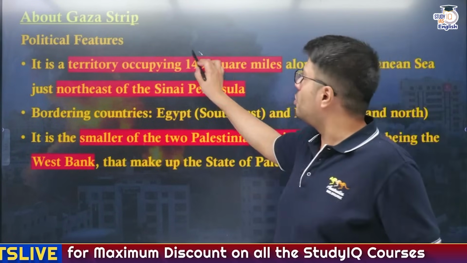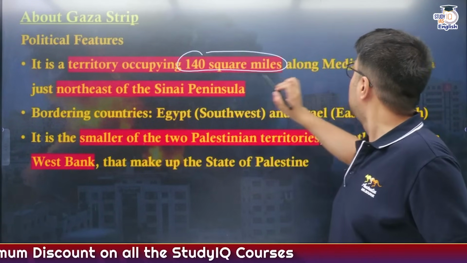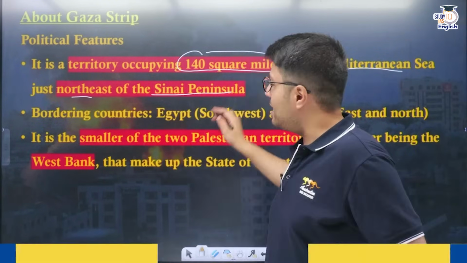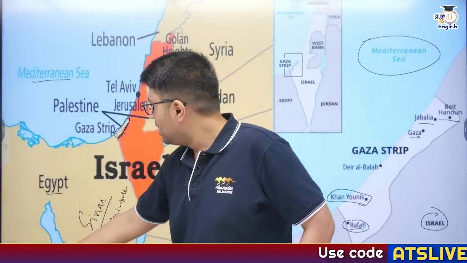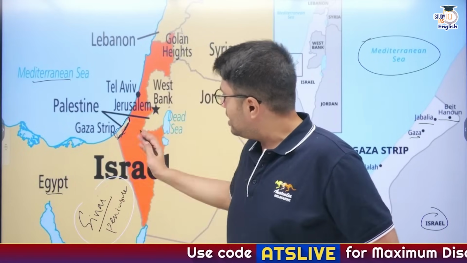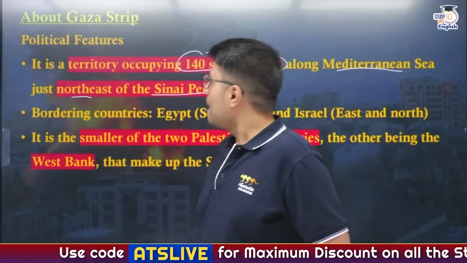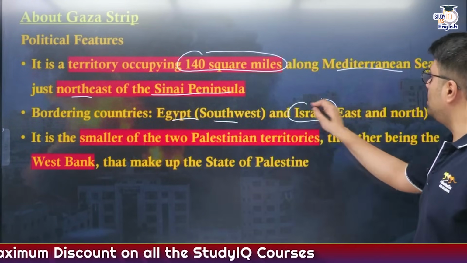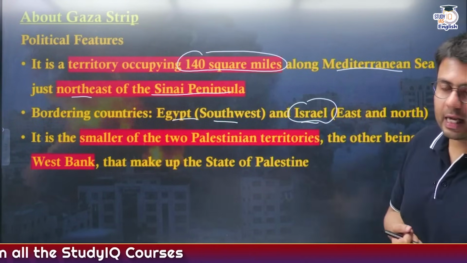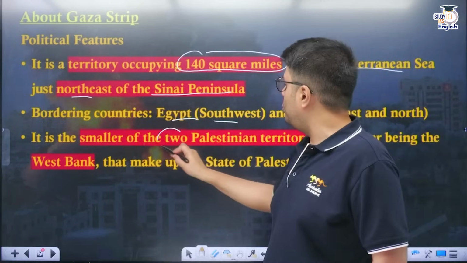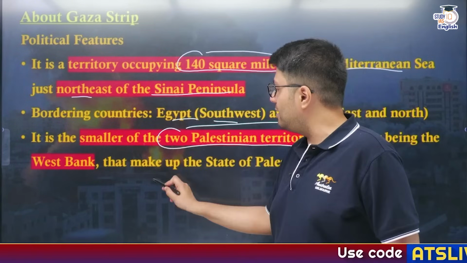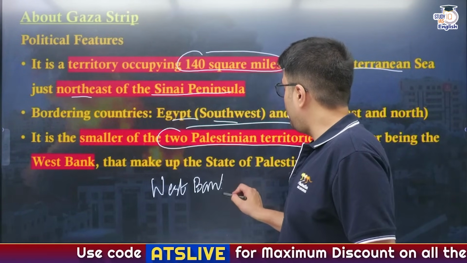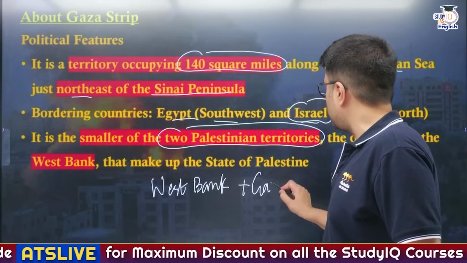Gaza is a territory occupying 140 square miles of land alongside the Mediterranean Sea, and it is located northeast of the Sinai Peninsula. I have told you about this region, right? This is the Sinai Peninsula, and Gaza is located northeast of it. Now the bordering countries of Gaza are Egypt towards its southwest, and towards its east and north it is bordering Israel. Gaza is the smaller of the two Palestinian territories. The state of Palestine consists of the West Bank region, and the state of Palestine also consists of the Gaza Strip.